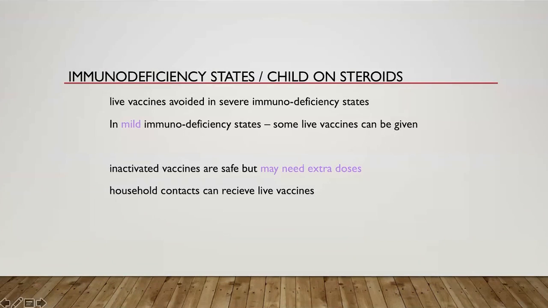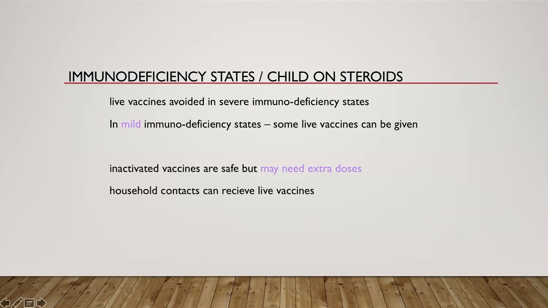If the child has an immunodeficiency state or child on steroids, live vaccines are avoided in severe immunodeficiency states. In mild immunodeficiency states, some live vaccines like MMR can be given under close medical supervision. Inactivated vaccines are safe but may need extra doses compared to a child with normal immunity. Household contacts can receive live vaccines.